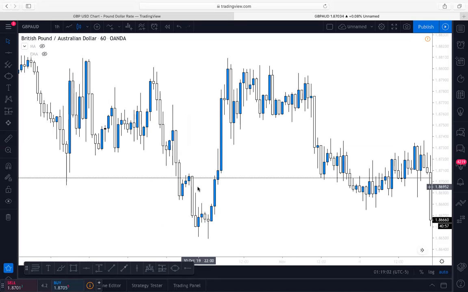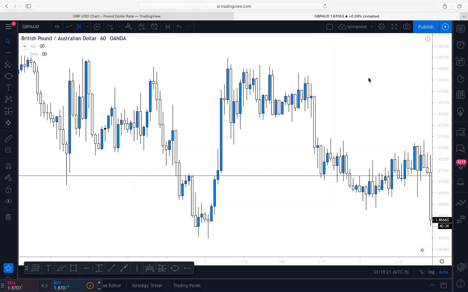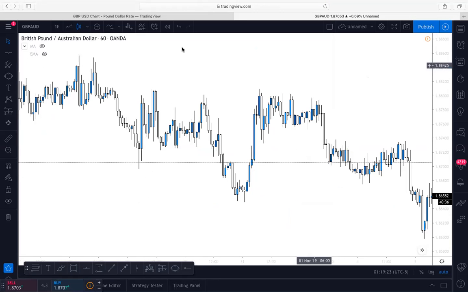But before I get ahead of things, I just want you guys to know that I am using tradingview.com. This is the website that I use in order to look at the currency pairs that I trade throughout the day. Once again, it is called tradingview.com. You can see it right here. All right, so today I will be going over support and resistance.